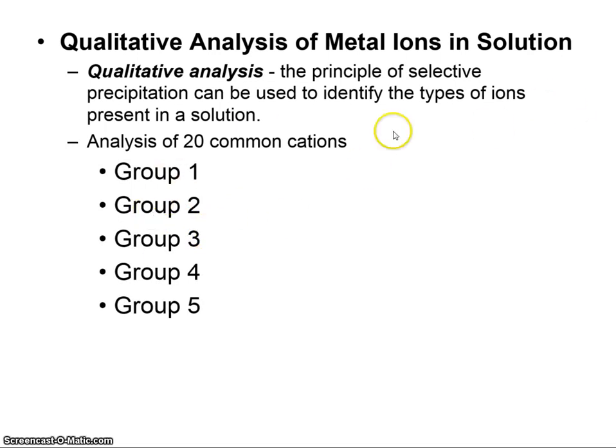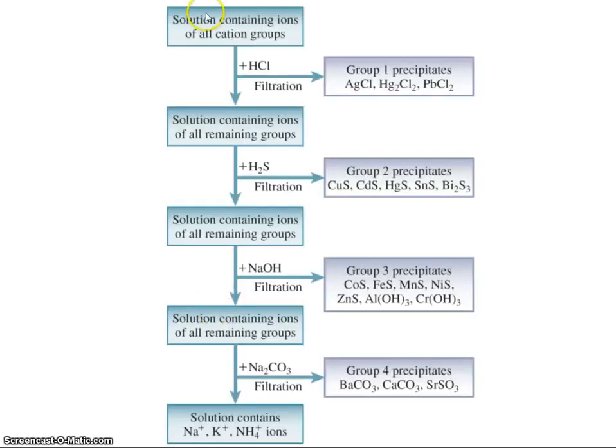And we've got a little flow chart or schematic that goes with how this qualitative scheme works. So you start off with a solution containing all the ions from all the cation groups. You add in some HCl and filter it. If there is silver, mercury, or lead, those chlorides are insoluble. So group 1 will precipitate out if we add HCl. We then have the supernatant, or unprecipitated stuff, containing groups 2, 3, 4, and 5. You add H2S to that.